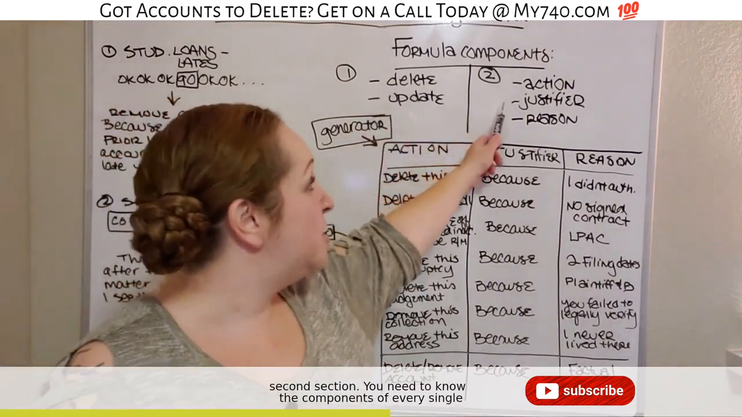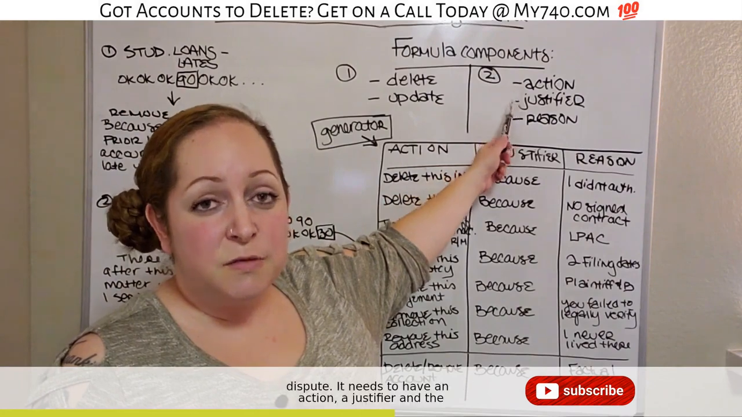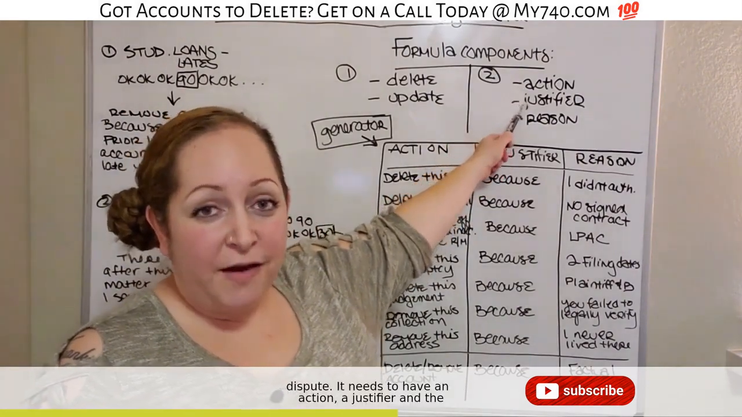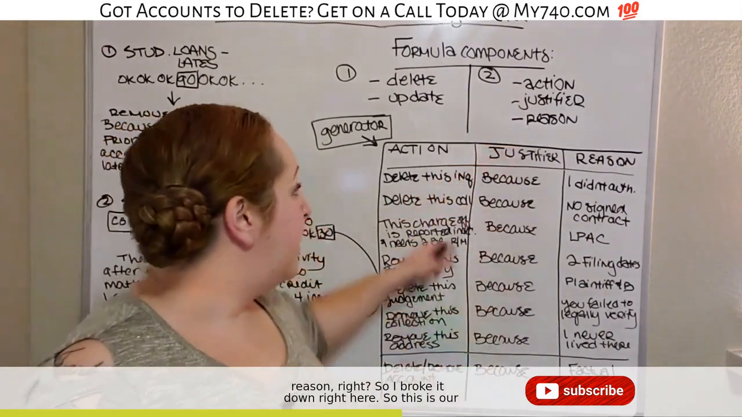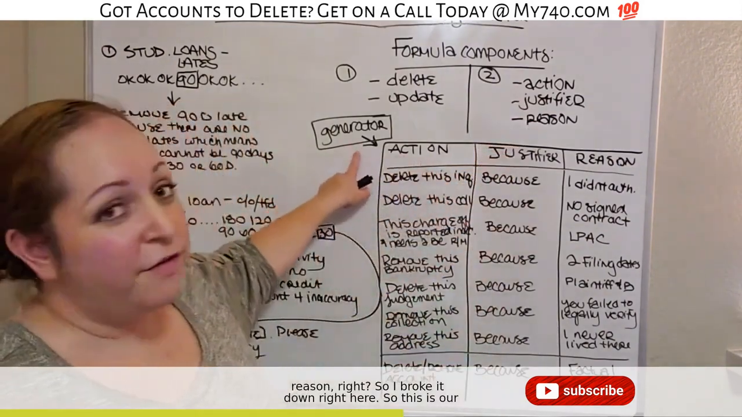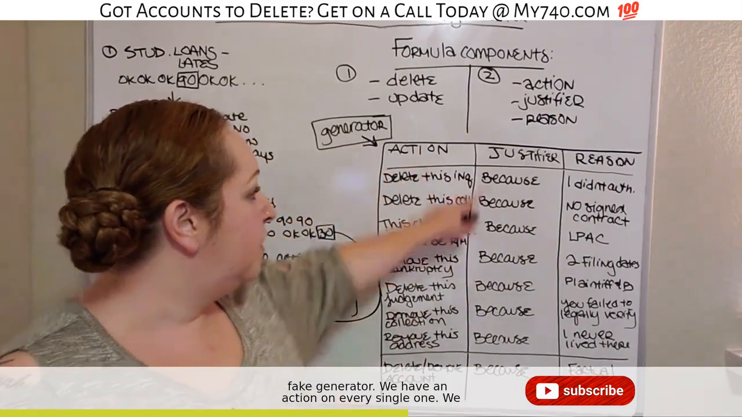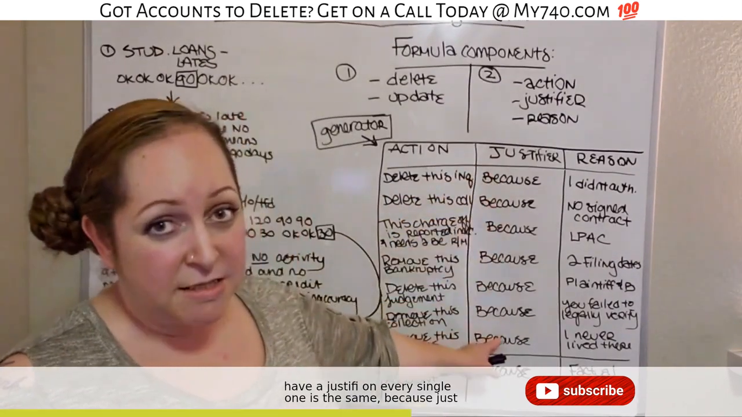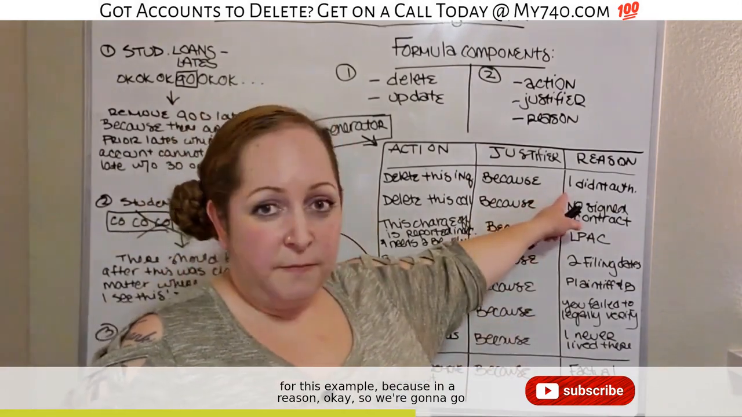Second section, you need to know the components of every single dispute. It needs to have an action, a justifier, and the reason, right? So I broke it down right here. So this is our fake generator. We have an action on every single one. We have a justifier on every single one. It's the same because, just for this example, because, and a reason, okay?